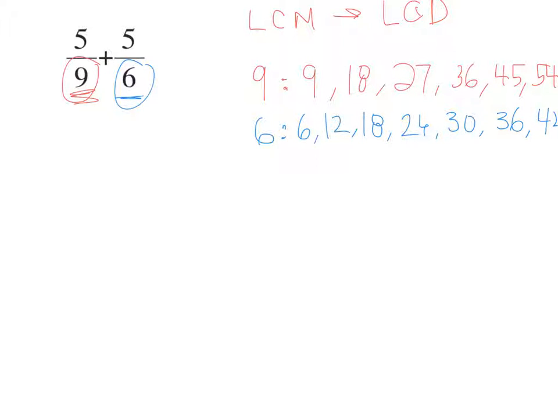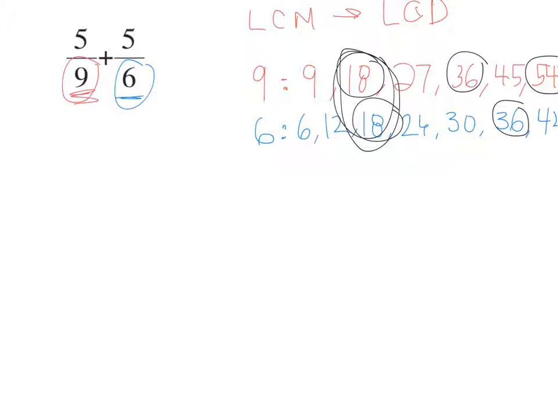So in our list, we can see we have some common multiples. We can see that we have 18 that's common. We have 36 that's common. And if we kept going, would we also have 54 that's common? Yes. But in this case, we want to use the least common multiple, the smallest one. So which one's the smallest? 18. So ding, ding, ding, 18 is our winner.